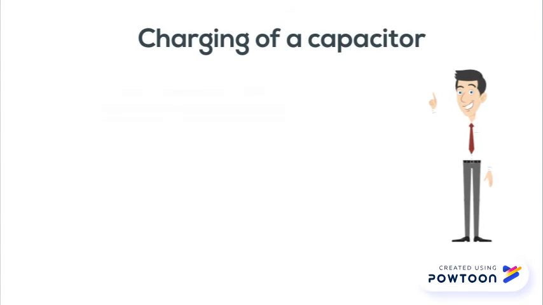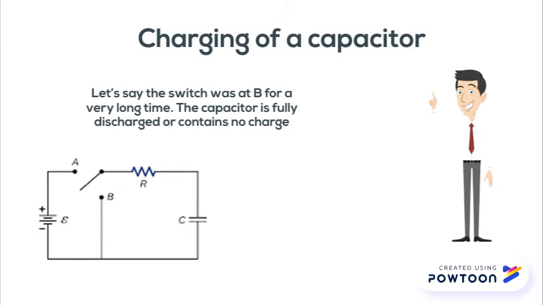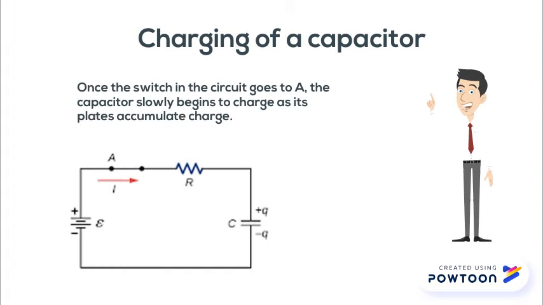Let's say the switch was at B for a very long time. The capacitor is fully discharged or contains no charge. Once the switch in the circuit goes to A, the capacitor slowly begins to charge as its plates accumulate charge.